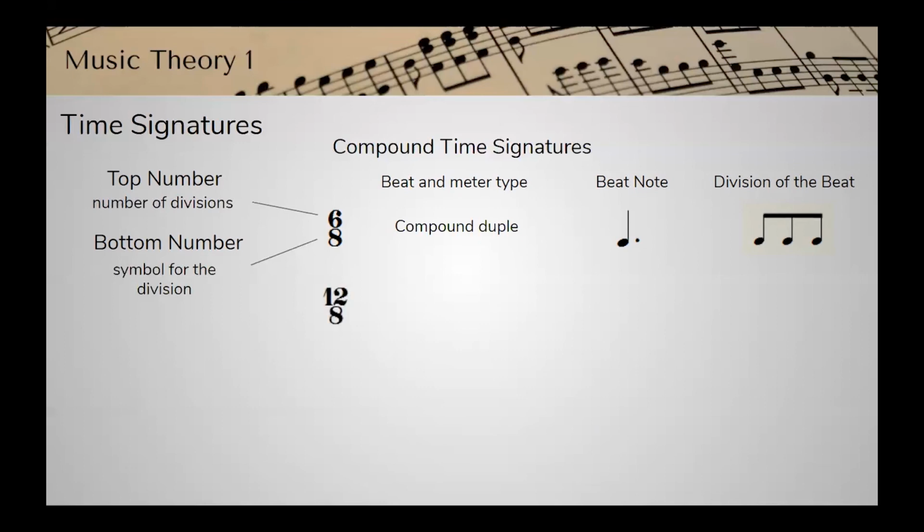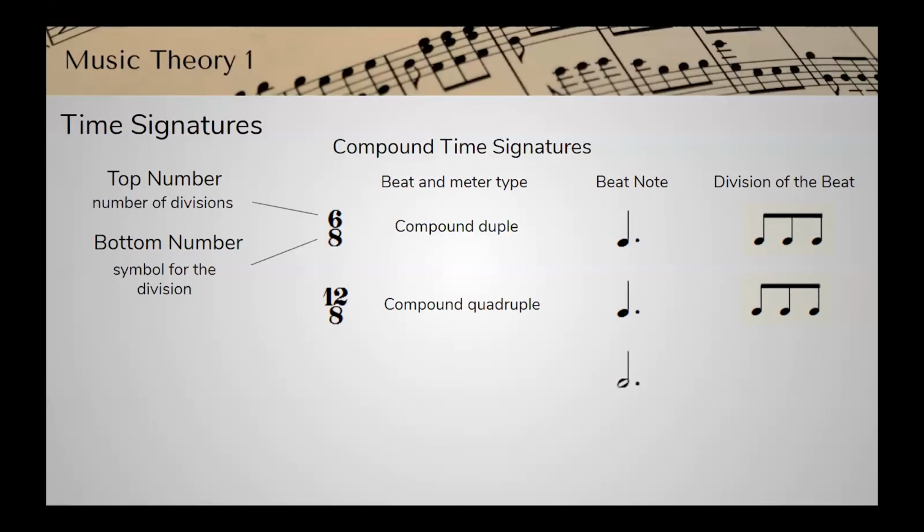So let's look at something like 12/8. Okay, so again, the division of the beat is being represented by eighth notes. If you add those all together, you get our note that represents the beat, which is a dotted quarter. And if you divide the top number 12 by 3, since these are all groups of 3, you're left with a compound quadruple meter, right? So this is just saying there are 4 beats, and each of those beats is a compound beat.